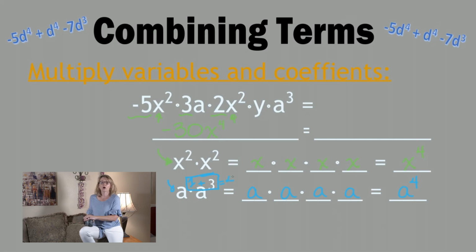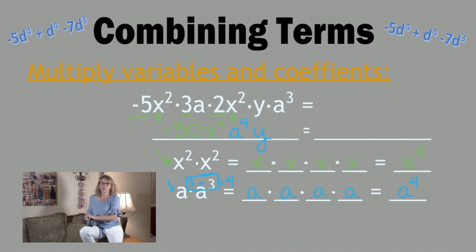I can box the 1 and the 3, put a plus between them, and then it equals a to the 1 plus 3, which equals 4. Back to our combining. We're at -30 times x to the 4th times a to the 4th. We just have a y left, and so he's going to get plopped at the end.